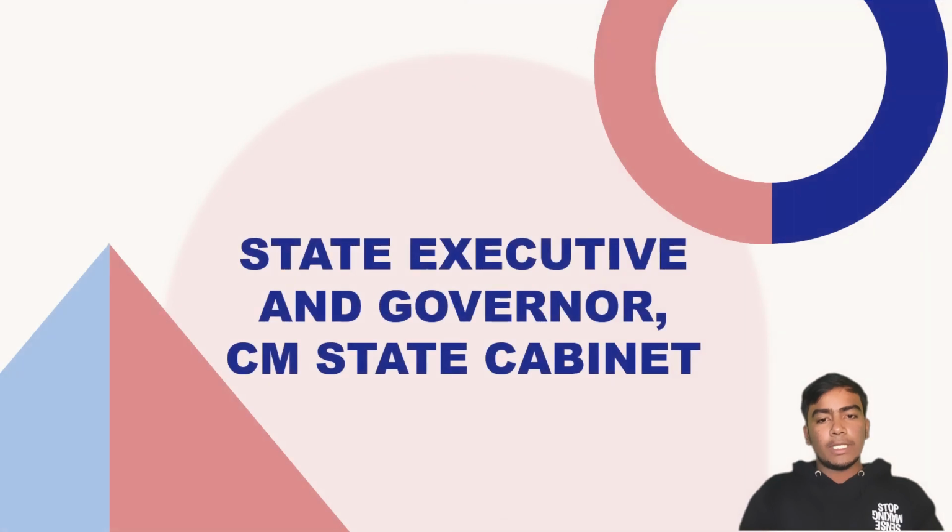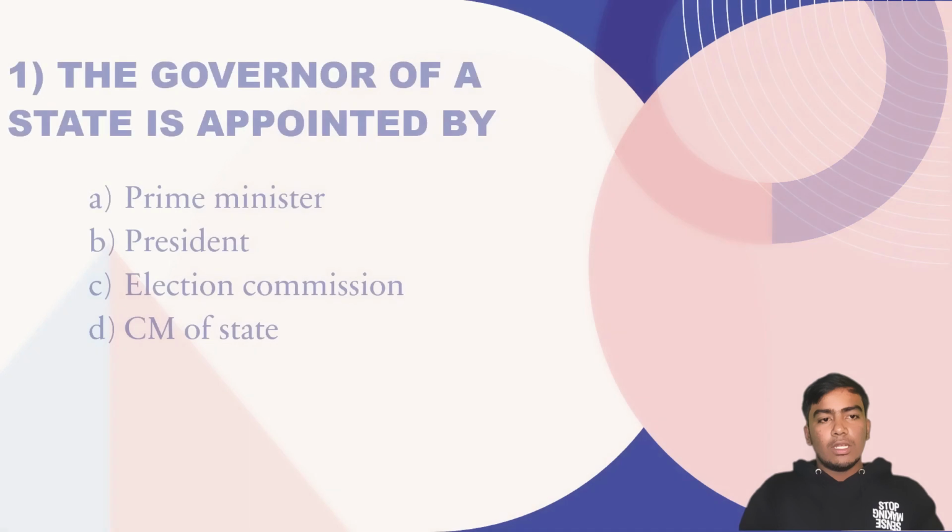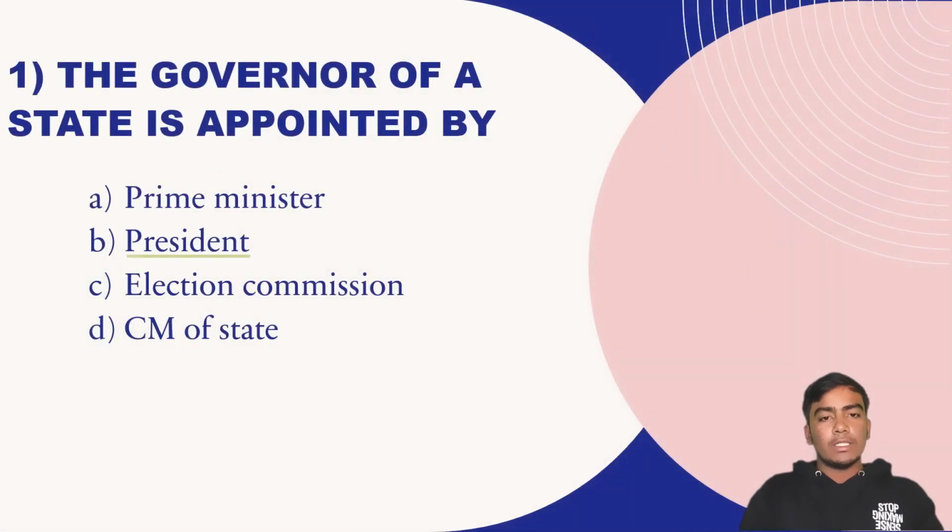Now our last topic is state executive and governors, CM, state cabinet. So the first question in this topic is: the governor of a state is appointed by A, Prime Minister; B, President; C, Election Commission; and D, CM of the state. So the correct option is President.